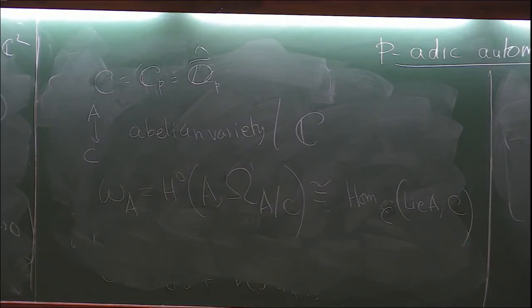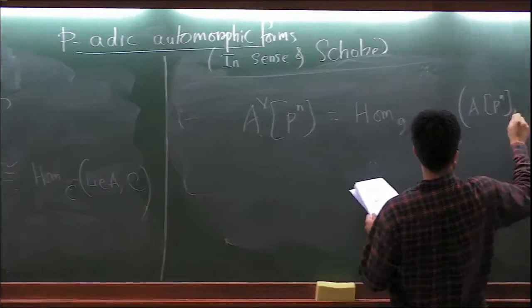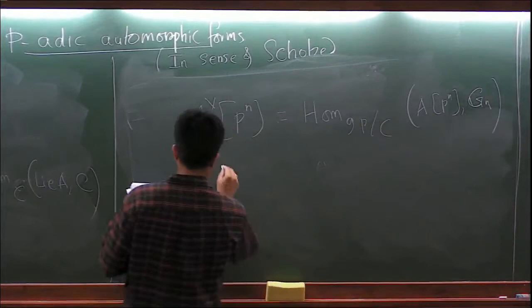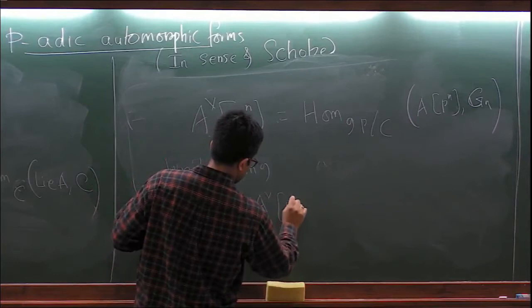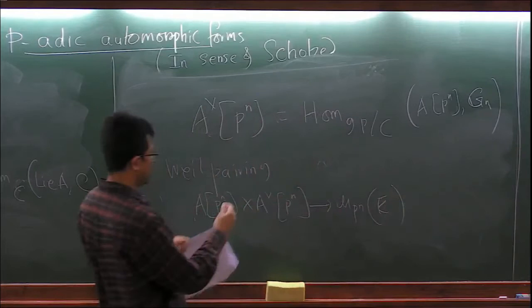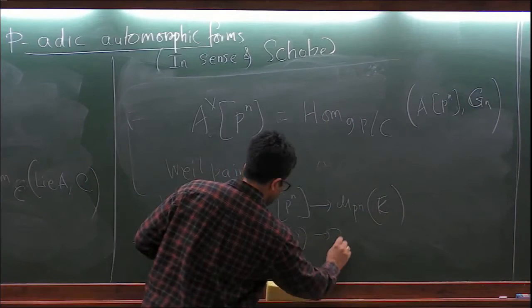So your A hat, there's a dual variety, this is group schemes over C. So A, G_m. And then needs to have a well pairing. And if you take this n tends to infinity, so you're going to get dp of A, P of 1.